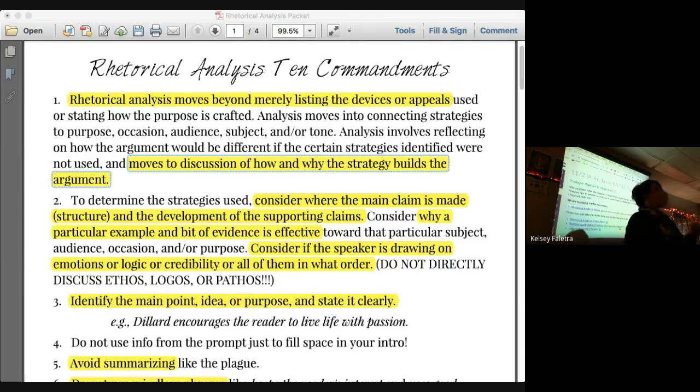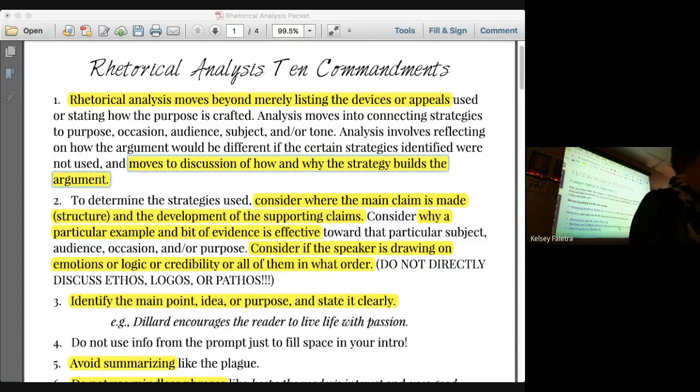Don't say that the imagery paints a vivid picture in the reader's mind. That is what imagery is. That's a definition. That's not an analysis, right? Use examples from the text to prove to me that the author does, in fact, use the strategy that you say she's using. Every strategy should be connected to your claim about the text. We call that line of reasoning, right? We revisit our thesis every paragraph.